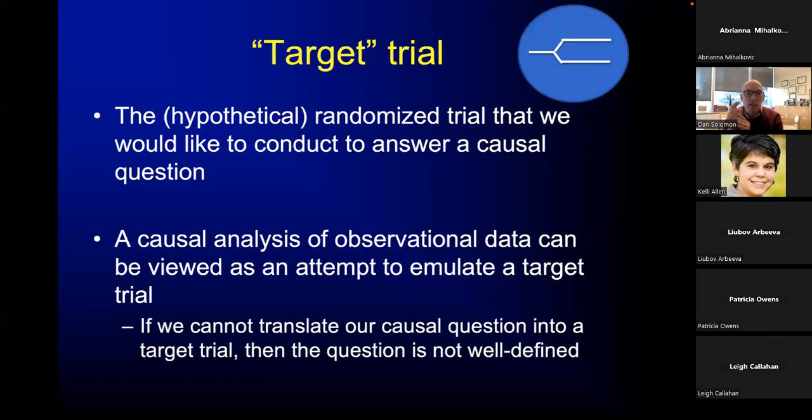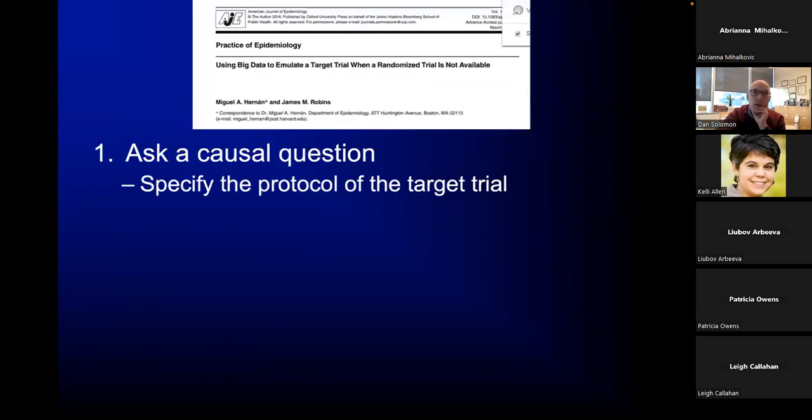A causal analysis of observational data can be viewed as an attempt to emulate a target trial. If we cannot translate our causal question into a target trial framework, then the question is probably not well defined, and you should go back to the drawing board and think about it again. And again, I'm borrowing stuff that my colleagues Miguel Hernan and Jamie Robbins from the Harvard School of Public Health have written about for years. These are not my ideas.